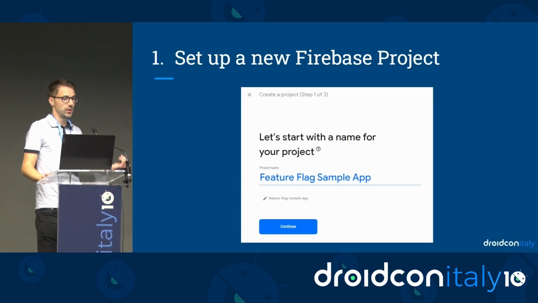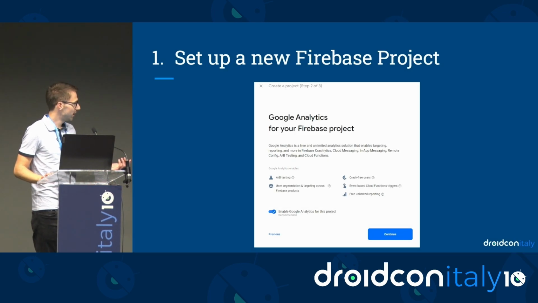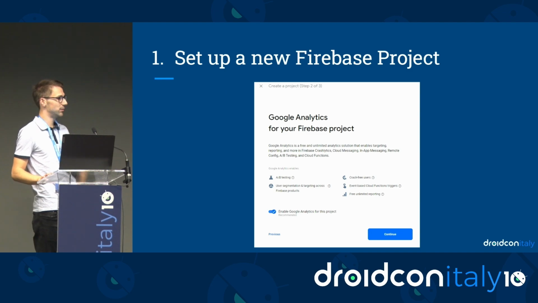The first step is to set up a new Firebase project. I'm going to go quicker through this because I'm sure most of you are already using Firebase in your app, at least Crashlytics. But basically you create a new project. If it asks you, you can turn on Google Analytics. It's not required, but it's needed if you want to do A/B testing and you want to target some specific user properties.